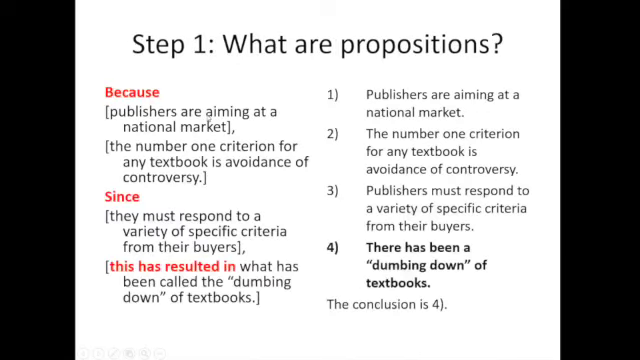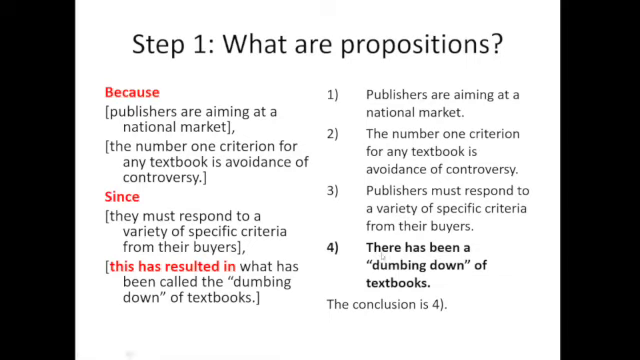We can go back here once we have discussed the analysis of that in terms of these indicator terms. We can lay it out here, and we can get something like this. One, publishers are aiming at a national market, which was the first reason given here after because. Two, the number one criterion for any textbook is avoidance of controversy. Three, publishers must respond to a variety of specific criteria from their buyers. Four, there has been a dumbing down of textbooks, right? So the conclusion is four, which is indicated by this phrase here, this has resulted in.